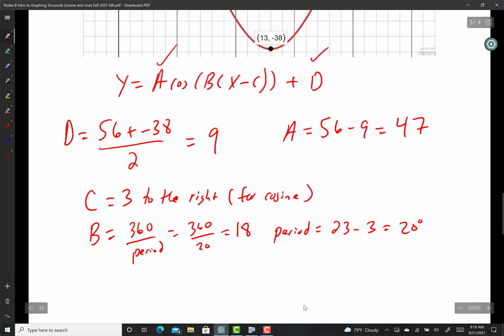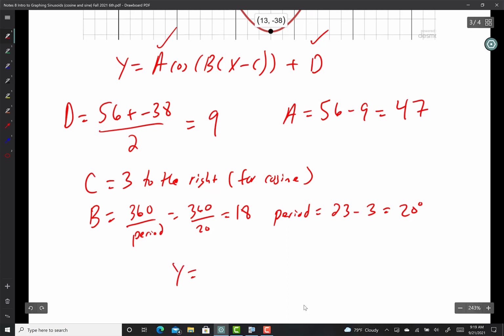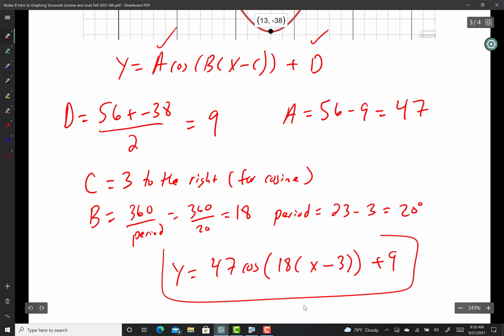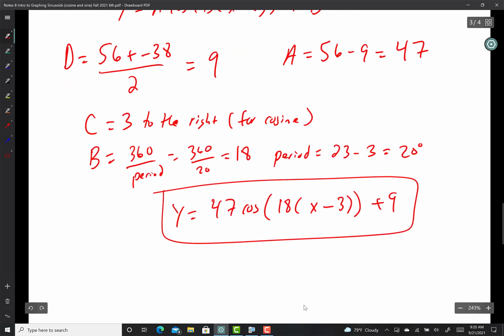We got everything. So the equation is y equals 47 cosine, open parenthesis, 18, open, x minus 3, close, plus 9. And I would put check work somewhere, like check by graphing.